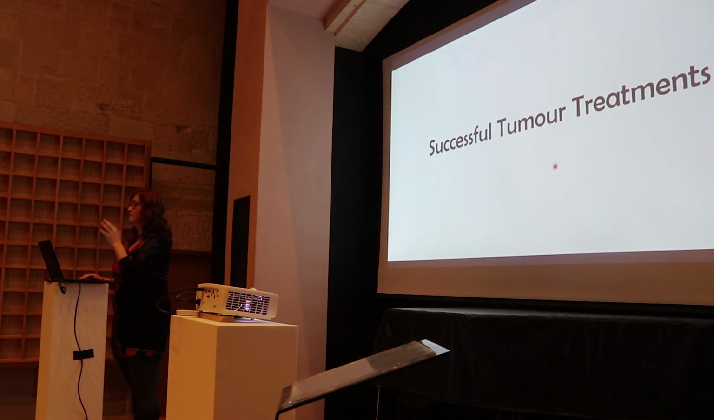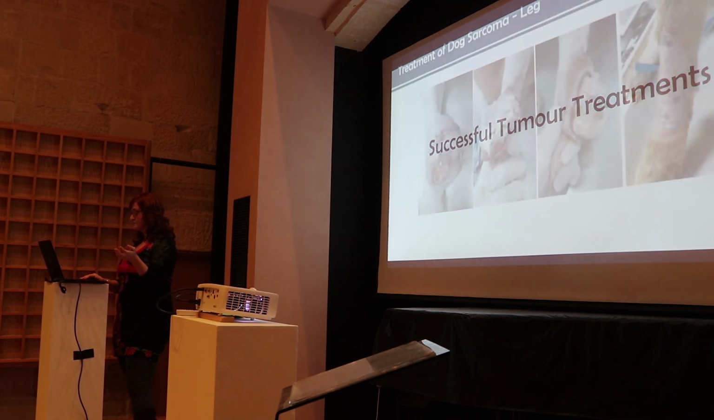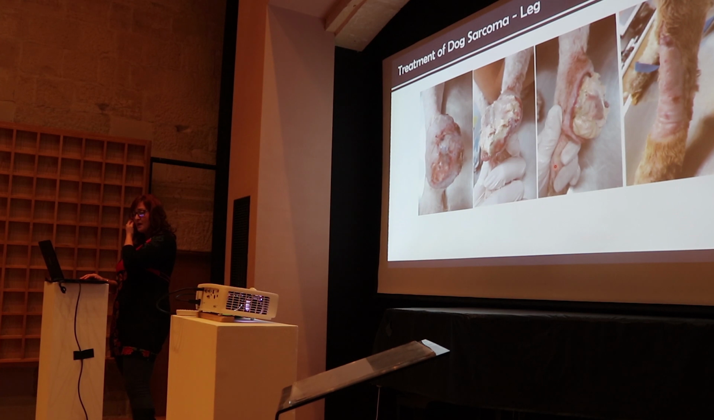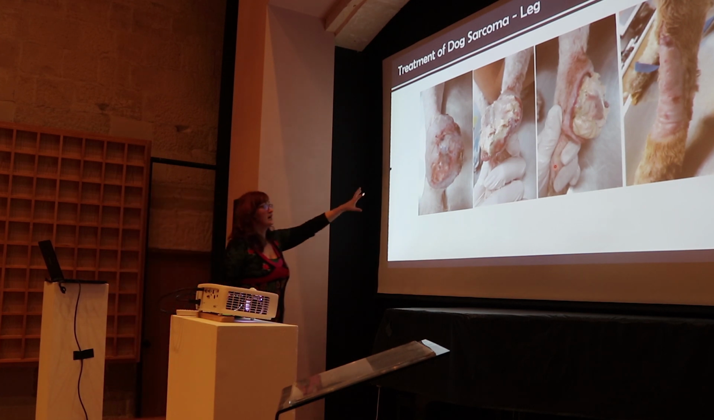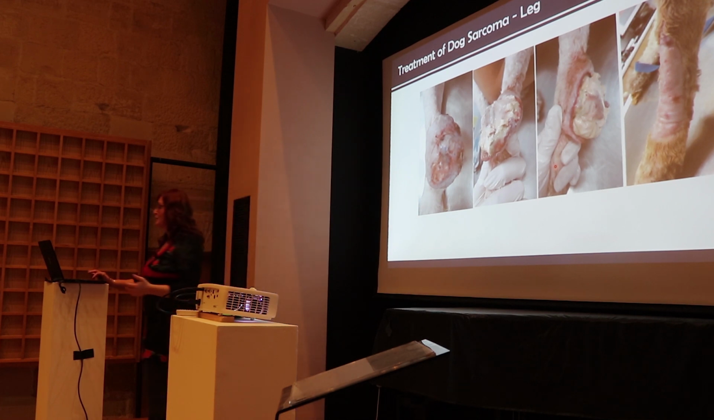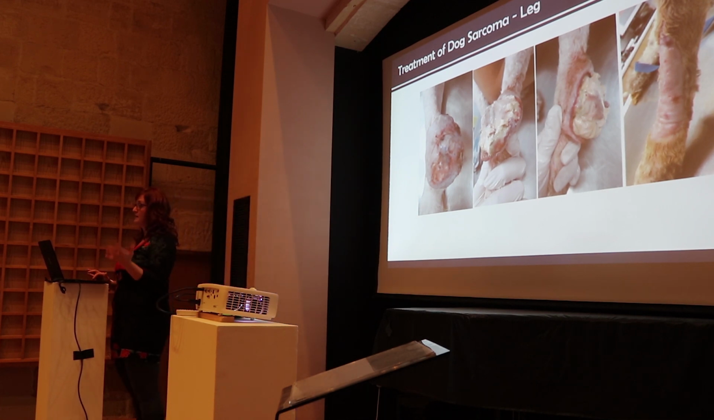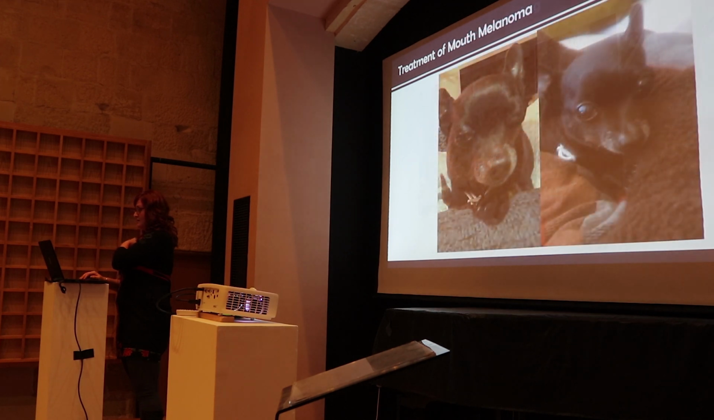A few graphic images are coming, so if you'd rather not look, look down. We had a dog that had sarcoma, and as you can see, he had a tumor on his leg, and over time this tumor completely reduced, vanished. So it has worked. In some cases, his own body has learned to attack the cancer. We also had a Chihuahua with melanoma, and as you can see, it was severely reduced.